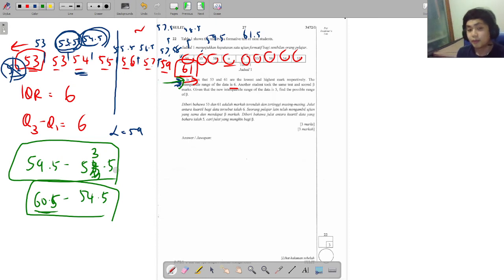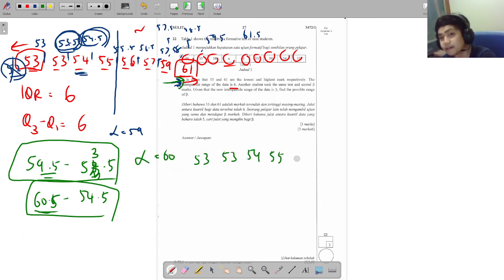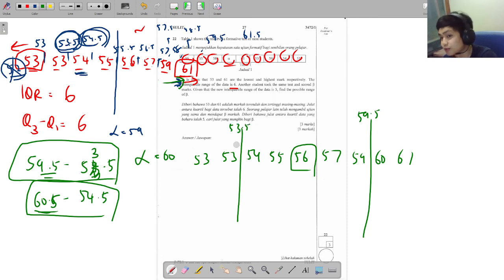So since 59.5 and 53.5 is closer, I need to know what value can give me 59.5 in this case. So what I can try is to assume that alpha is 60 here. So 53, 53, 54, 55, 56, 57, 59, 60, 61, right? So when I make this assumption, now we can see that 59.5 comes to play, and 53.5 also comes to play. So from here we know that alpha is 60. So that's how we can find our alpha.